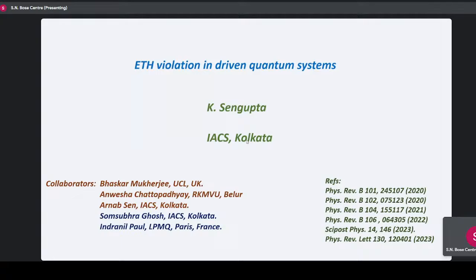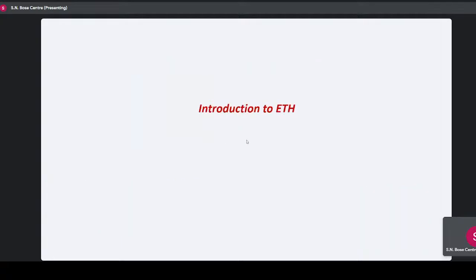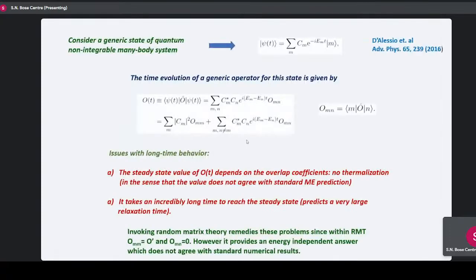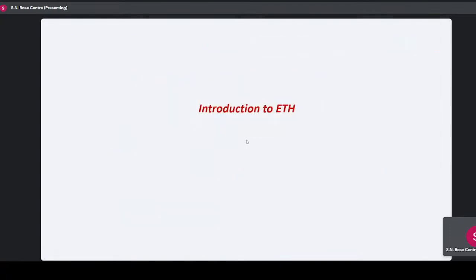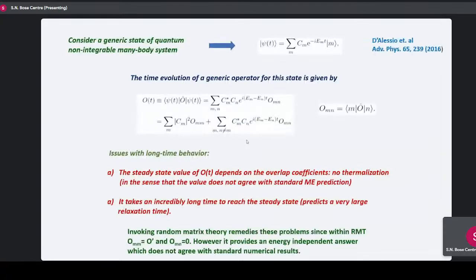So the first set of work I'm going to talk about was done by them. And the second is in collaboration with Shomshuto, who is, I think, in the audience, with a student, and with a friend and collaborator from Paris. And these are some of the publications if you want to check. So let me first talk about what this eigenstate thermalization hypothesis is.